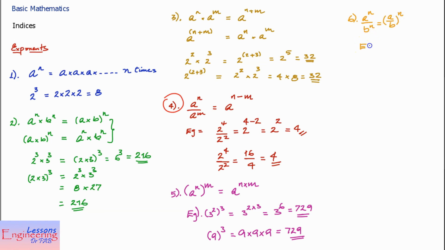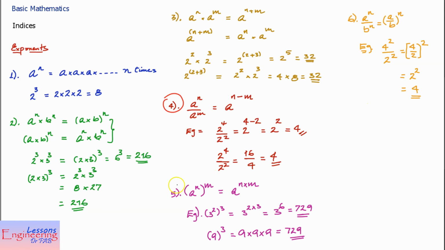So for example, that could be, let's say, 4 raised to 2 over 2 raised to 2. So we have different base and similar exponent. That can be written as 4 over 2, the whole raised to 2. 4 divided by 2 is 2, then raised to 2, which is 4.